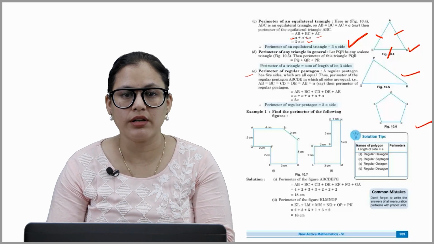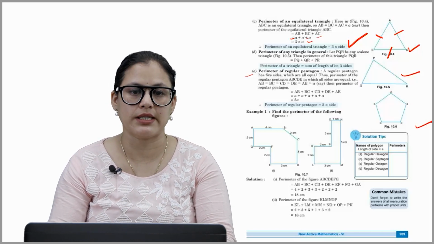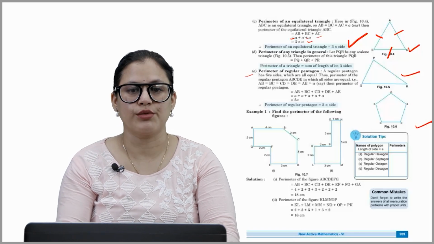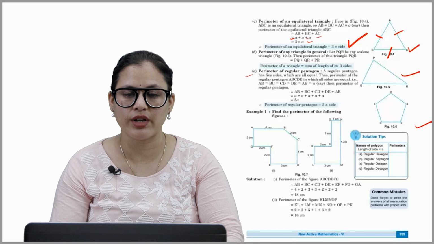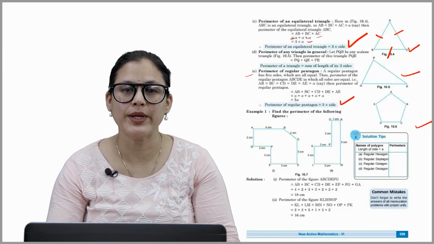Then the perimeter of the regular pentagon is AB plus BC plus CD plus DE plus AE. So we will write a plus a plus a plus a plus a is equal to 5a. Therefore, the perimeter of a regular pentagon is equal to 5 into side. So let's do example 1.